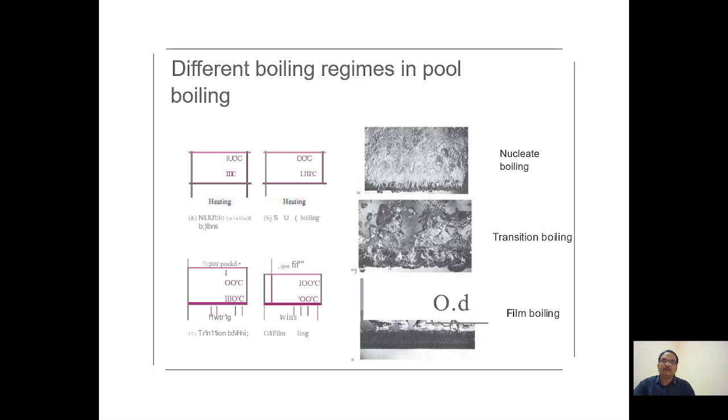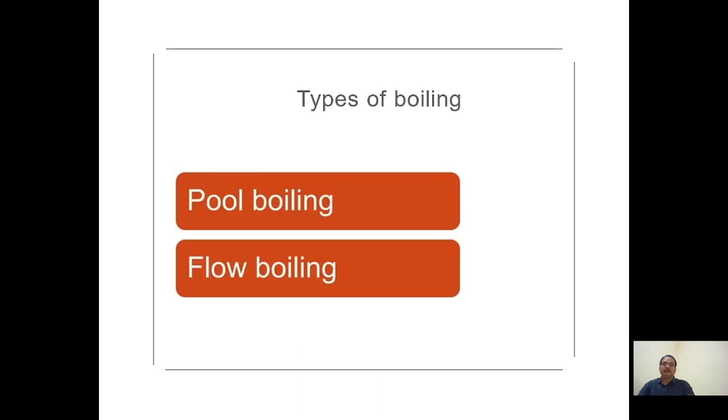In a boiling heat transfer process, there are four boiling regions in the pool boiling process: the natural convection boiling process, nucleate boiling process, transition boiling process, and film boiling process. The types of boiling processes are pool boiling and flow boiling.